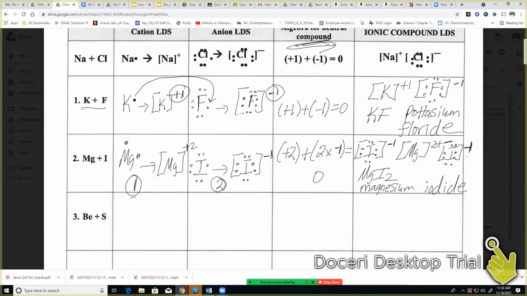All right, why don't y'all give number 4 a try? See if you can come up with the correct one for that, the name and the formula.